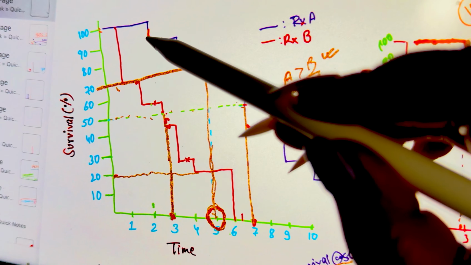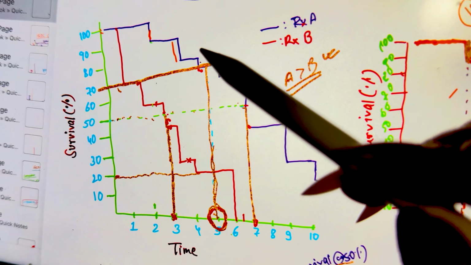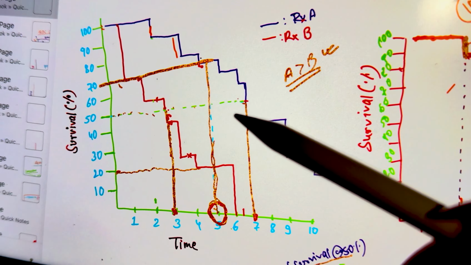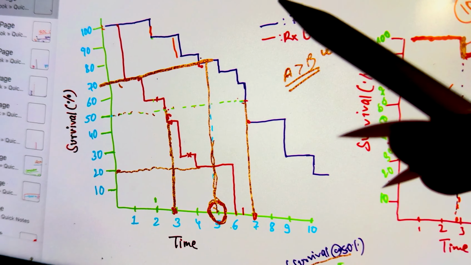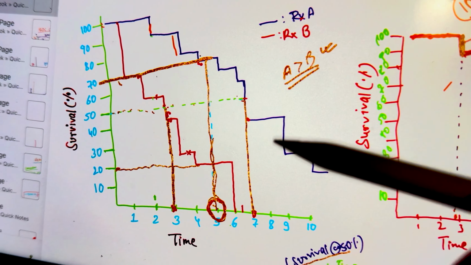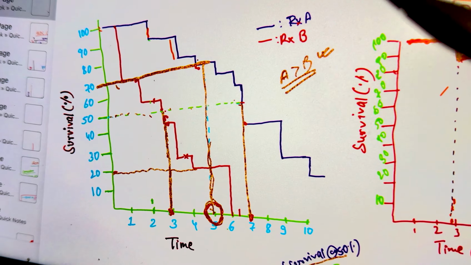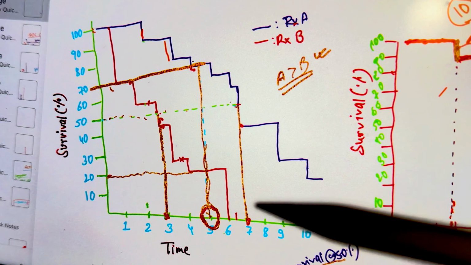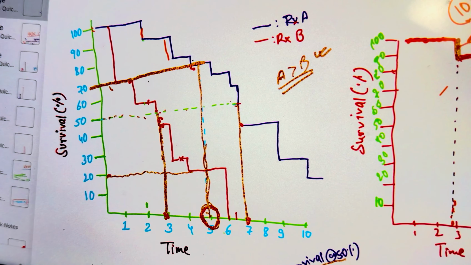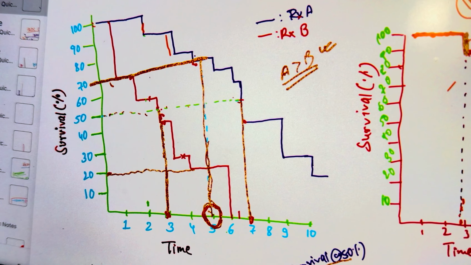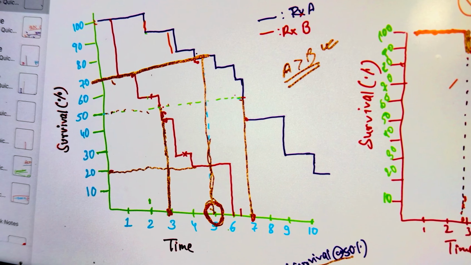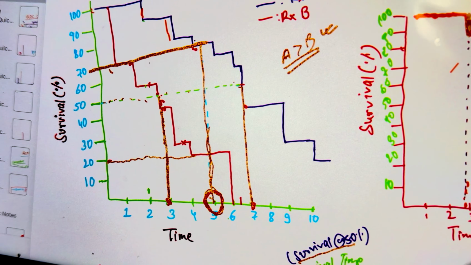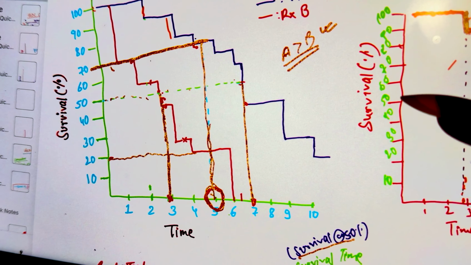A vertical drop always represents an event occurring. If there is a tick mark or a cross mark, that represents censoring. Always remember, a large drop means a large number of events occurring. Sometimes we might get confused that a large drop represents censoring, but a large drop actually involves the number of events. A higher curve represents better survival. The log rank test is used to compare survival curves, and a p-value less than 0.05 indicates a statistically significant difference. That's all for today.